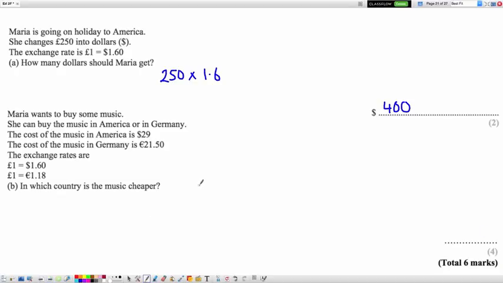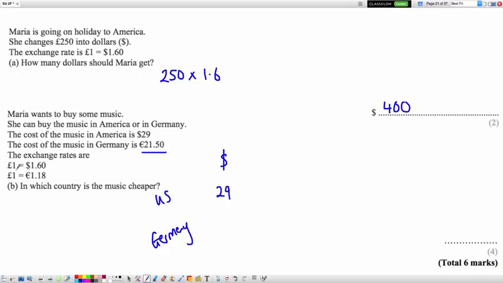So we can compare by changing both the prices to dollars or both the prices to euros. So let's take a look first at dollars. For America, we have the price already, it's 29. So we need to then look at the price in Germany. We have the price in euros, and then we need to find it in dollars.